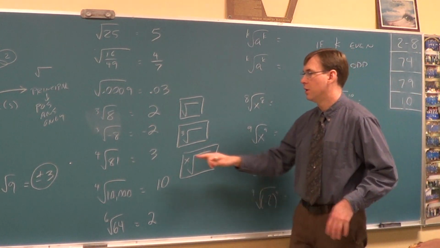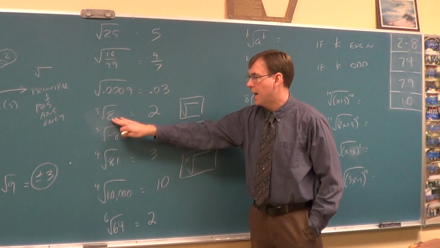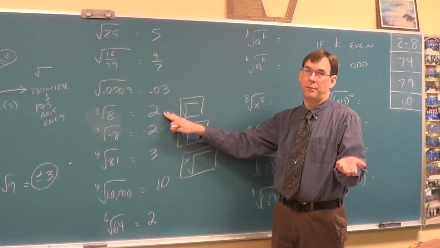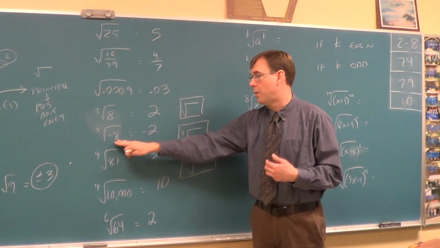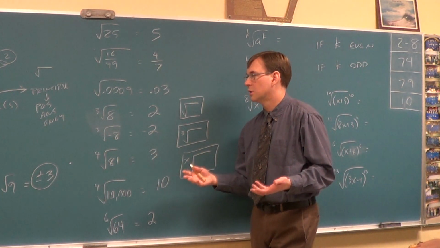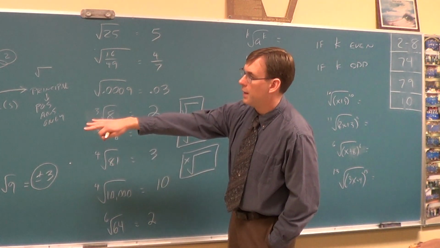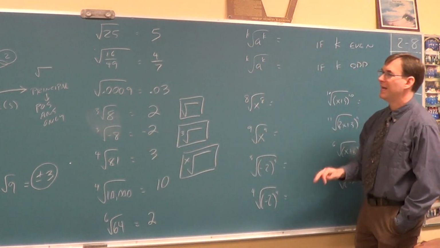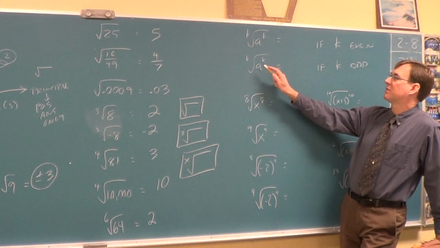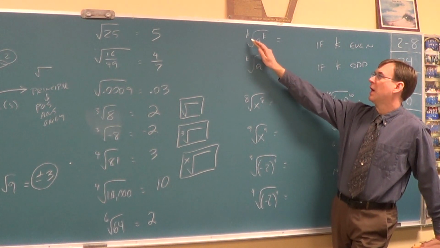It just did what it needed to do. When we had an odd index, I go positive problem, you go positive answer. If I go negative problem, you go negative answer. You just keep it the way it was, no one cares. Okay? But when we're going with even indexed stuff, it has to come out a positive answer. So these are going to have slightly different results.